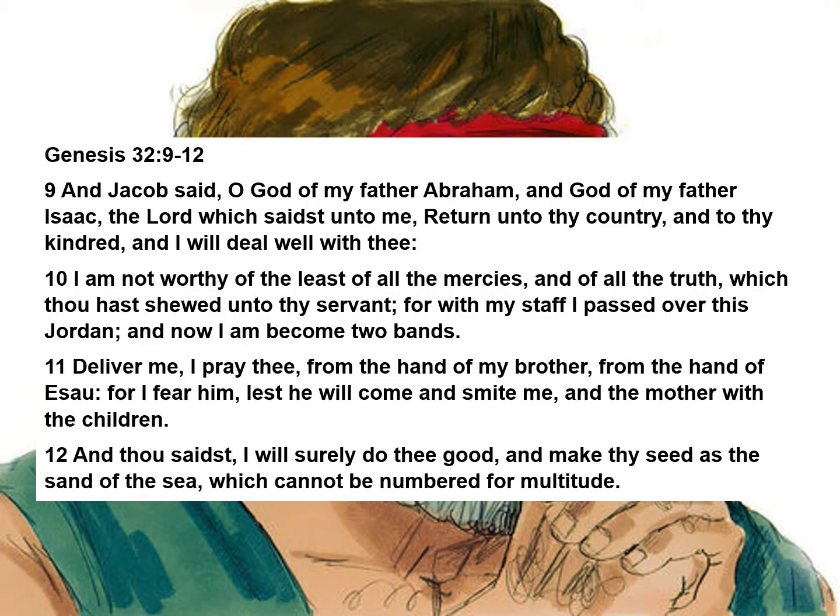Genesis 32, 9 through 12. And Jacob said, O God of my father Abraham, and God of my father Isaac, the Lord that saidest unto me, Return unto thy country and to thy kindred, and I will deal well with thee. I am not worthy of the least of all the mercies and of all the truth which thou hast shewed unto thy servant. For with my staff I passed over this Jordan, and now I am become two bands. Deliver me, I pray thee, from the hand of my brother, from the hand of Esau, for I fear him, lest he will come and smite me, and the mother with the children. And thou saidest, I will surely do thee good, and make thy seed as the sand of the sea, which cannot be numbered for multitude.